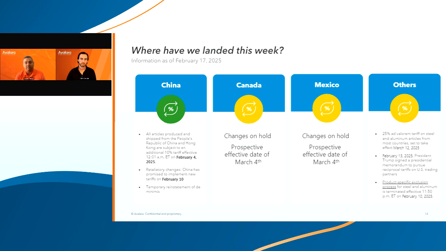25% ad valorem tariff on steel and aluminum, obviously directly targeting manufacturing and how do we increase, or in Trump's words, how do we increase U.S. production of these things? And then President Trump has signed multiple memorandums to pursue reciprocal tariffs on U.S. trading partners. So as we look at where this is going, it's really, how do we change these things? We put this information as of February 17th.